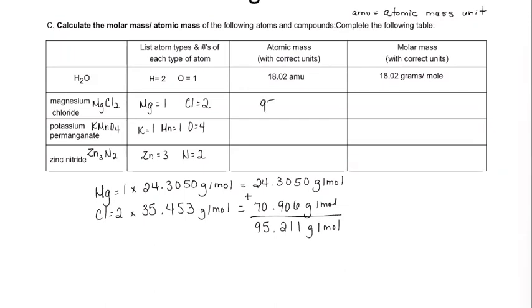Excellent. This is 95.21 AMU, if we're talking about atomic mass, or 95.21 grams per mole if we're talking about molar mass, okay? And that's how we calculate the molar mass for any compound that is given to us, okay?